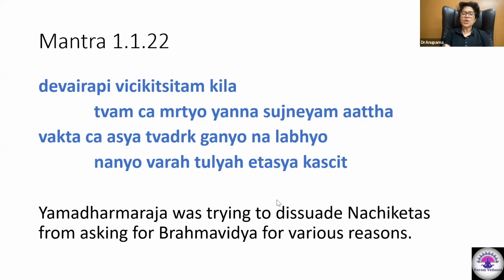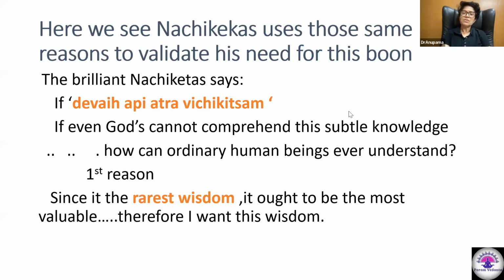Yamadharmaraja, up till now, was trying to dissuade Nachiketas from asking for Brahma Vidya for various reasons. Here we see Nachiketas is using those very same reasons that Yama had used to dissuade him from seeking Brahma Vidya to validate his need for this boon. This brilliant Nachiketa says, if Devaihi api atra vichikitsitam, meaning, if even gods cannot comprehend this subtle knowledge, how can ordinary human beings ever understand? So his first reason was, since it is the rarest wisdom, it ought to be the most valuable. Therefore, I want this wisdom.